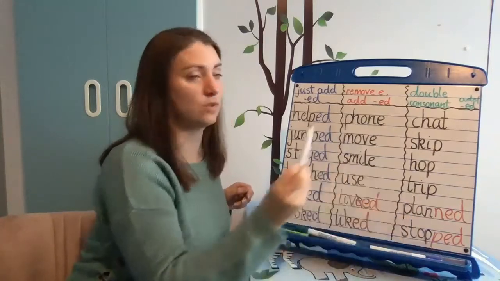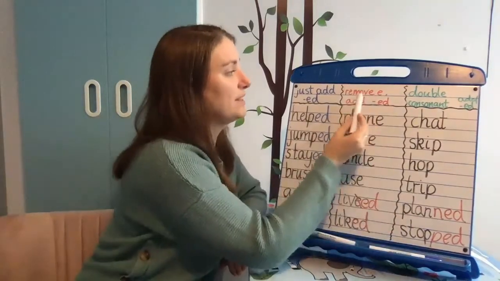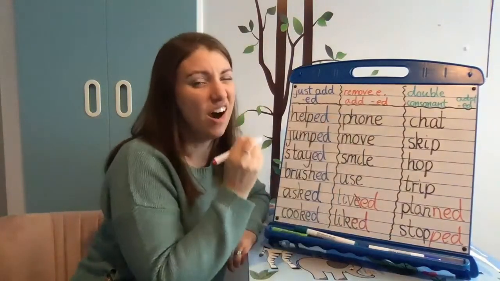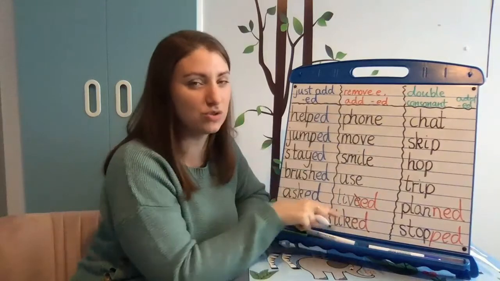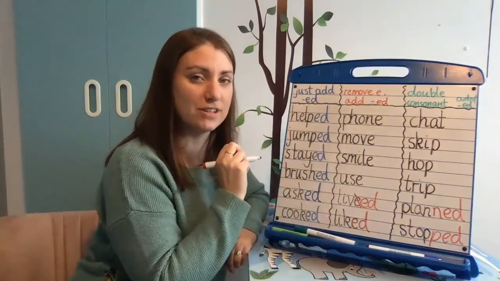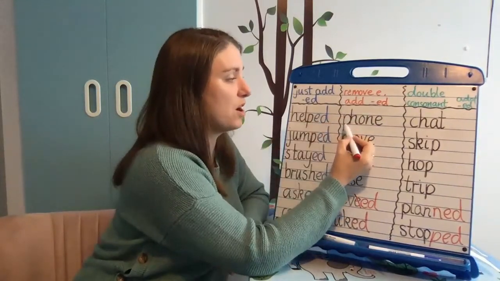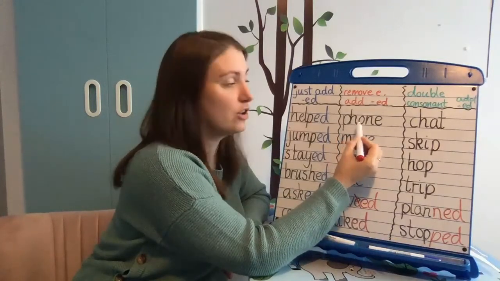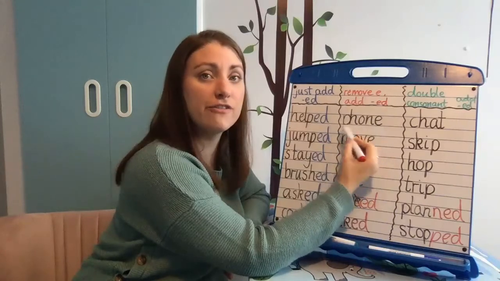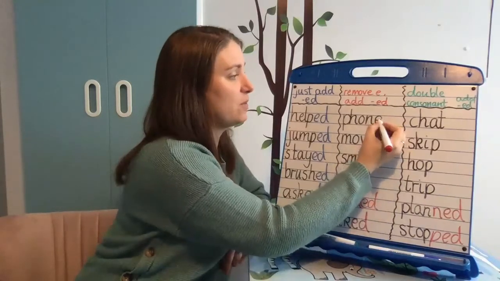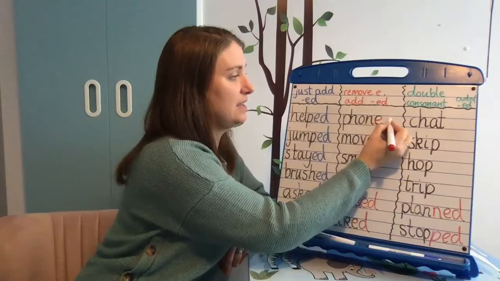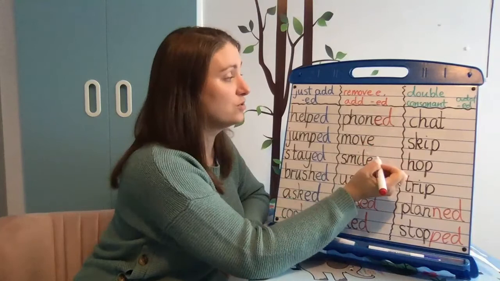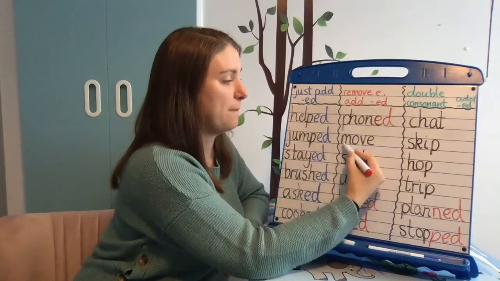Let's try the next one, shall we? It's the red one. So I need to remove the E and add ED. Now remember, I think this time, I'm going to draw over my E to get rid of it. So I've got the word, what does this say? You had this word a couple of weeks ago. Phone. So I'm going to take away the E and add ED. And what does it become? Phoned.